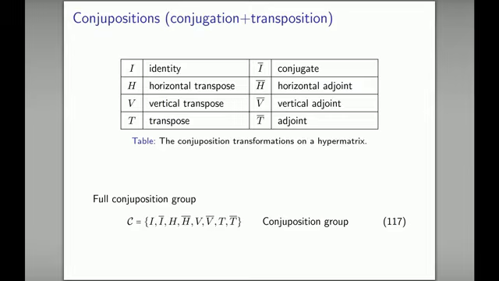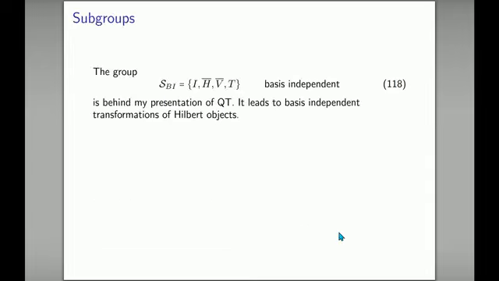Okay. So these are the 8 transformations that you have. And this is the full group of conjupositions that you can act on the hypermatrices with. And then there's a bunch of subgroups that are interesting for various reasons.